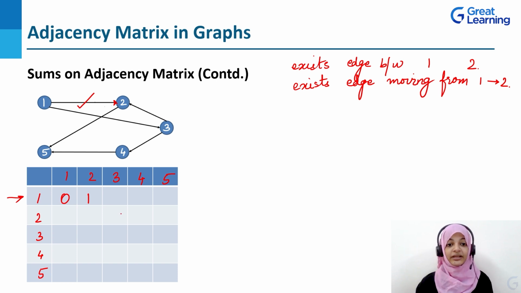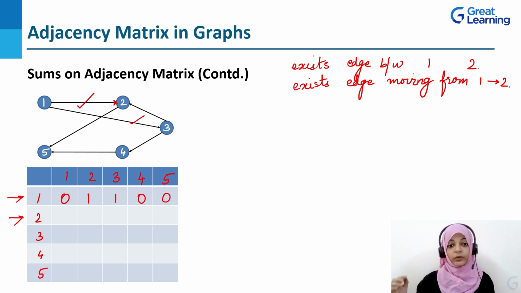Similarly, if we look at vertex 1, there is an edge moving from vertex 1 to 3. This means that we'll have a 1 here. On the other hand, can you see that there are no edges moving from vertex 1 to 4? So there'll be a 0. Similarly, since there are no edges moving from vertex 1 to 5, there'll be a 0 here. Next, let's look at the second vertex.